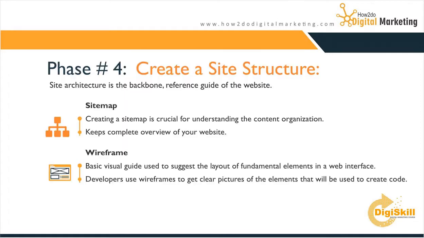And therefore, the promise, the messaging, and the tonality and style will need to be dependent on what the customer is focused on. Phase 4 is, once you've defined what your content is, you then need to create a site structure or site architecture, which is the backbone or the reference guide of the website. And this gives you a complete overview of the website. So there's a sitemap, which is crucial for understanding the content organization. A sitemap is also helpful when you're publishing it on WordPress or on your site. Google looks at the sitemap and therefore understands how the content is organized and the hierarchy of the content.